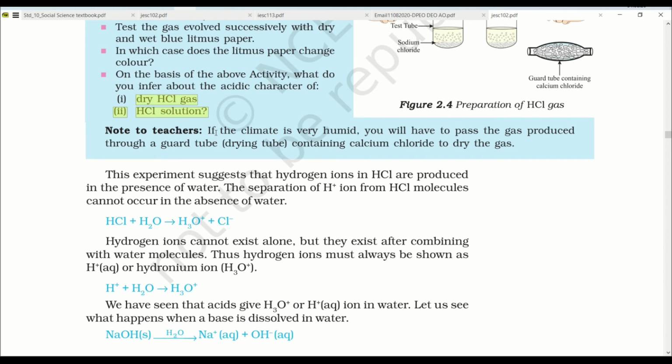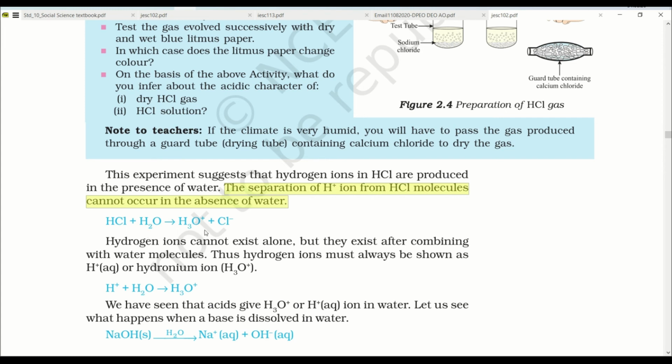This experiment suggests that hydrogen ions in hydrochloric acid are produced in the presence of water. The separation of hydrogen ion from the hydrochloric acid molecule cannot occur in the absence of water. So the release of hydrogen ion is only possible in an aqueous solution. If it is not an aqueous solution, that means if it is a concentrated hydrochloric acid or dry hydrochloric gas, it does not evolve hydrogen ion.